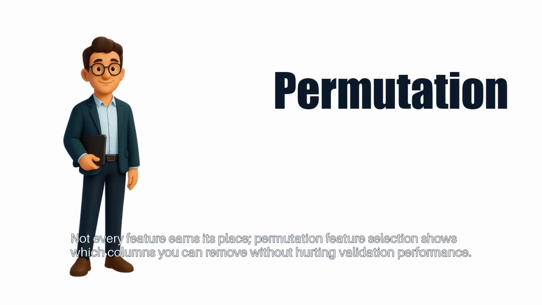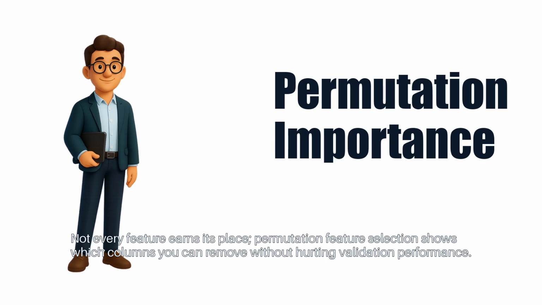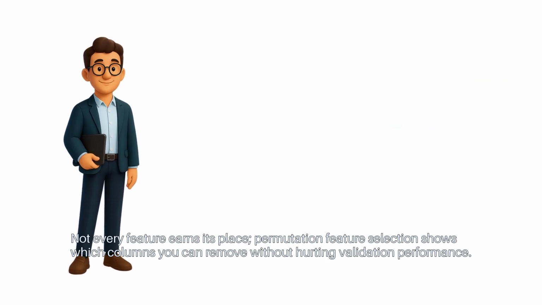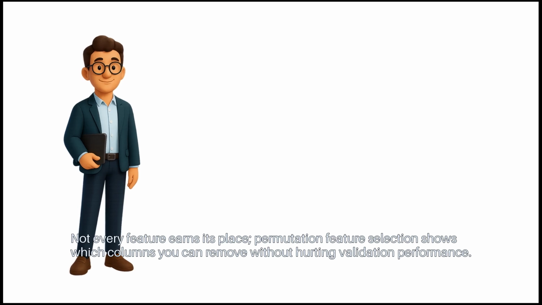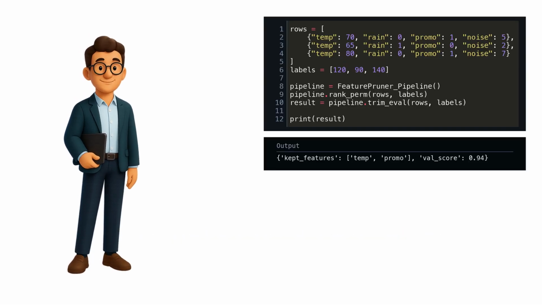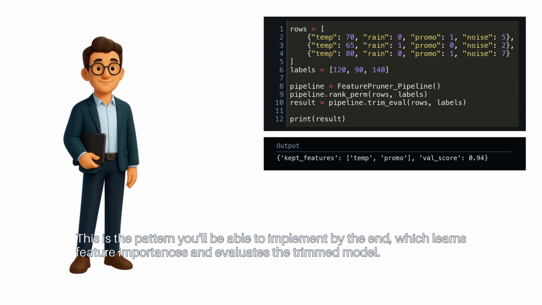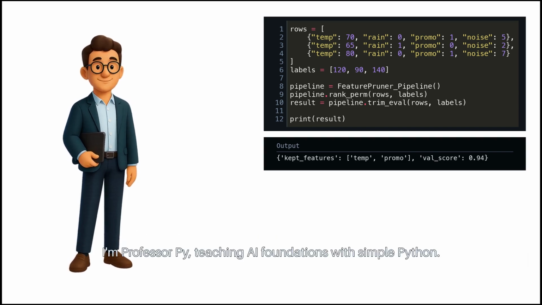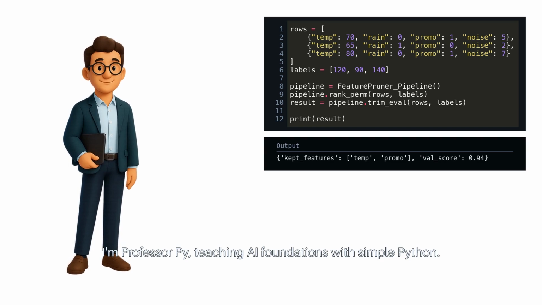Not every feature earns its place. Permutation Feature Selection shows which columns you can remove without hurting validation performance. This is the pattern you'll be able to implement by the end, which learns feature importances and evaluates the trimmed model. I'm Professor Pine, teaching AI foundations with simple Python.